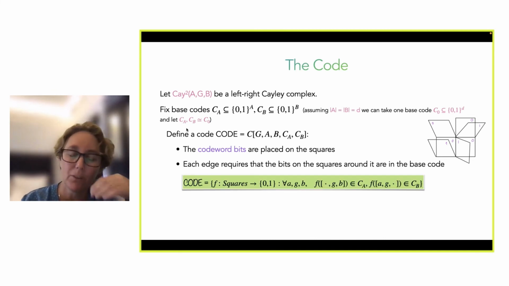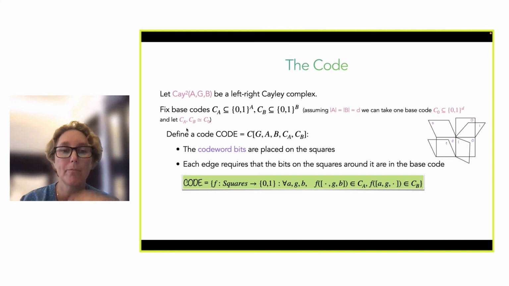So I don't want to go into the details because I'm kind of running out of time, but you can see that the definition of the code takes one line, right? Given the left-right complex and given base codes CA and CB, which you can take to be the same C0, the code is just all the functions on the squares that satisfy some local conditions around the edges. So I'm very, very proud that this is a very simple definition of the code.